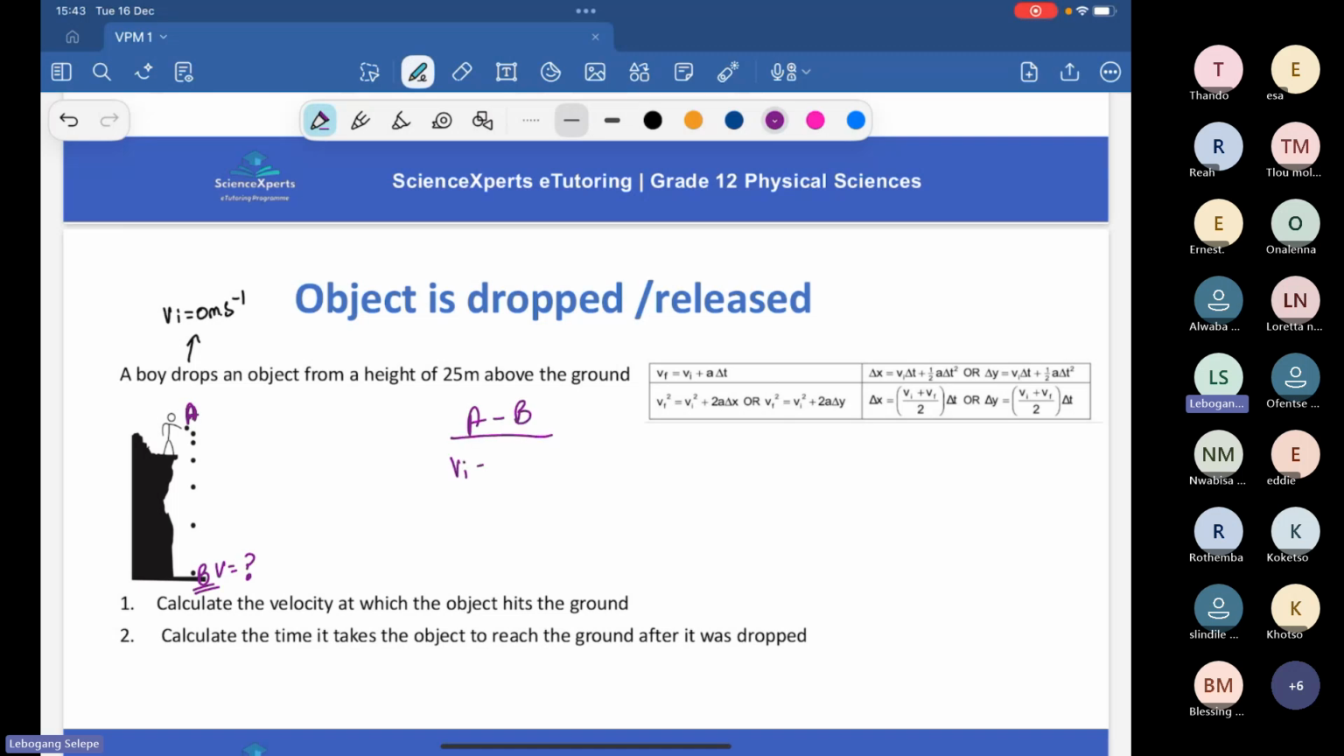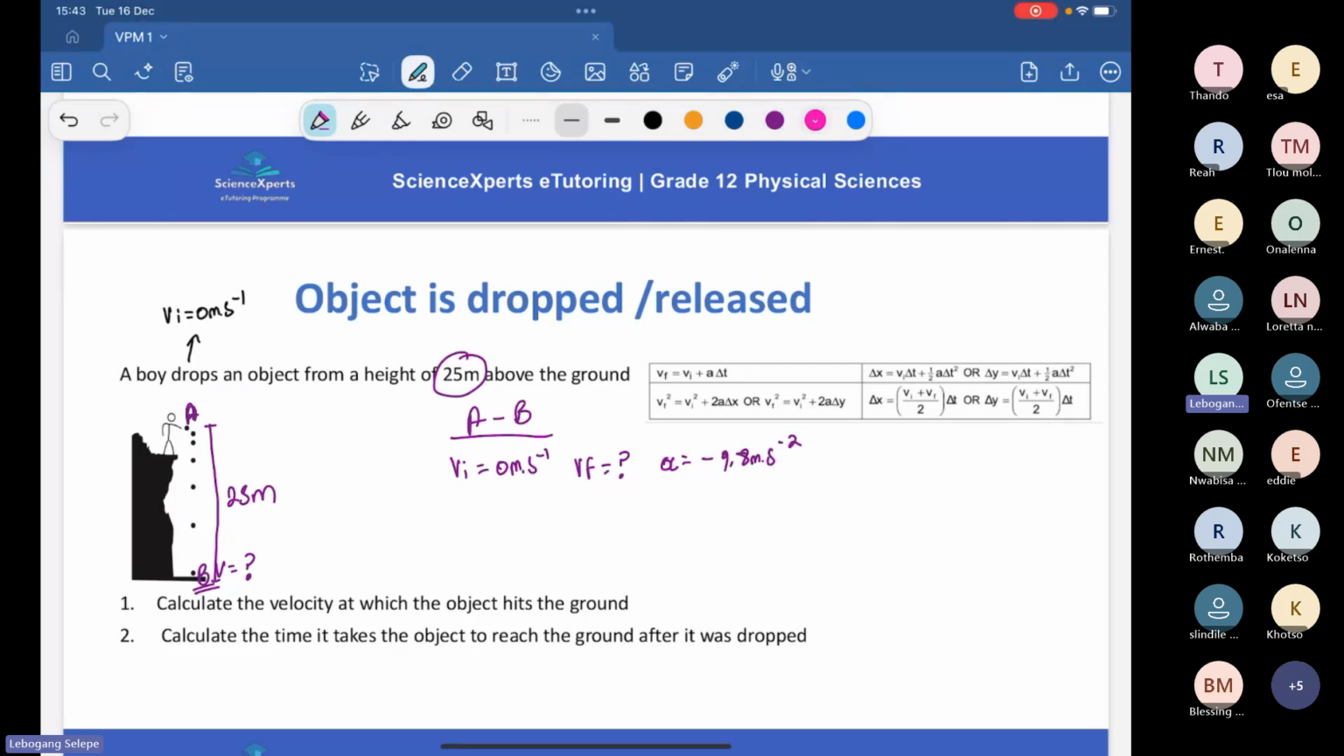My V initial, remember, anything at A would be initial, then at B would be final. So V initial would be 0 meters per second. V final is what I'm looking for. But remember, I always have the acceleration as negative 9.8 meters per second squared. Then what else do I have? This 25 meters. From A to B is 25 meters. What can I do with it?